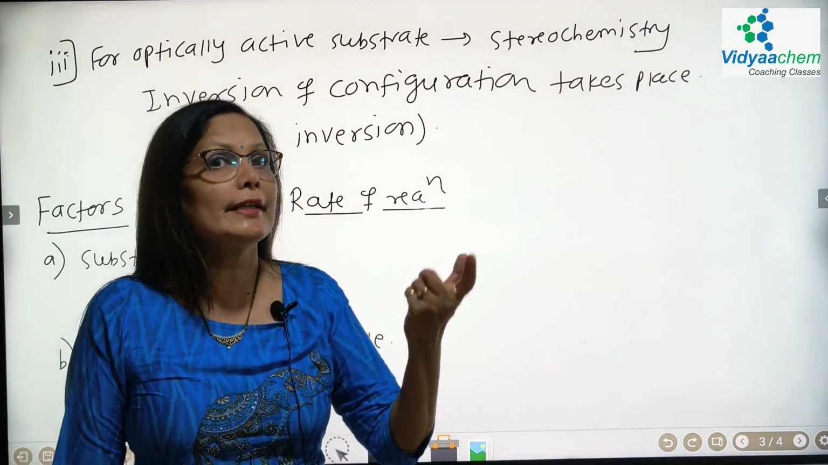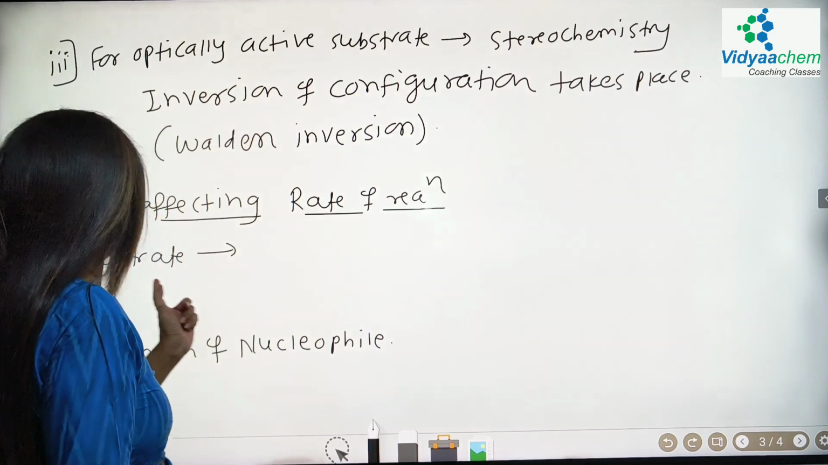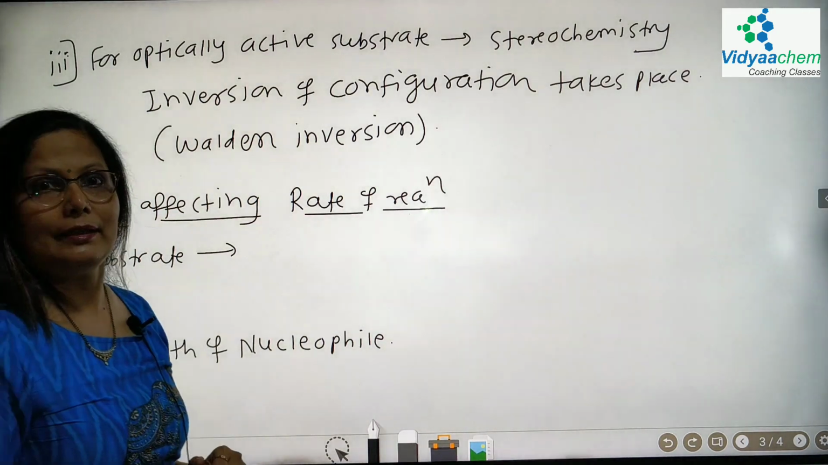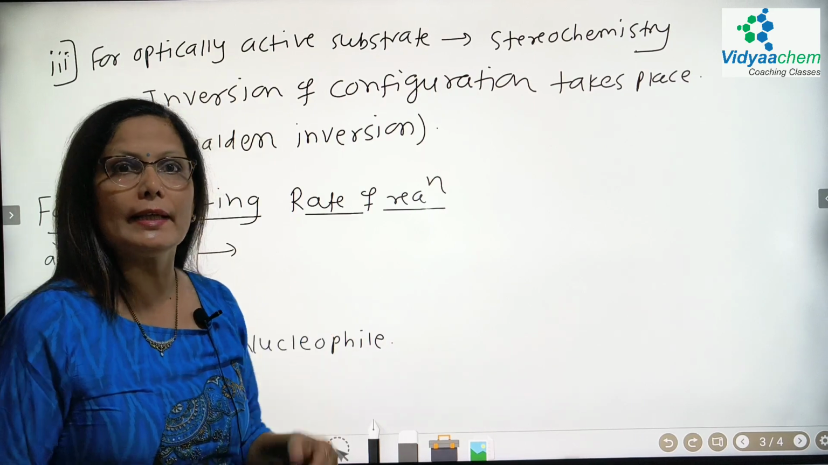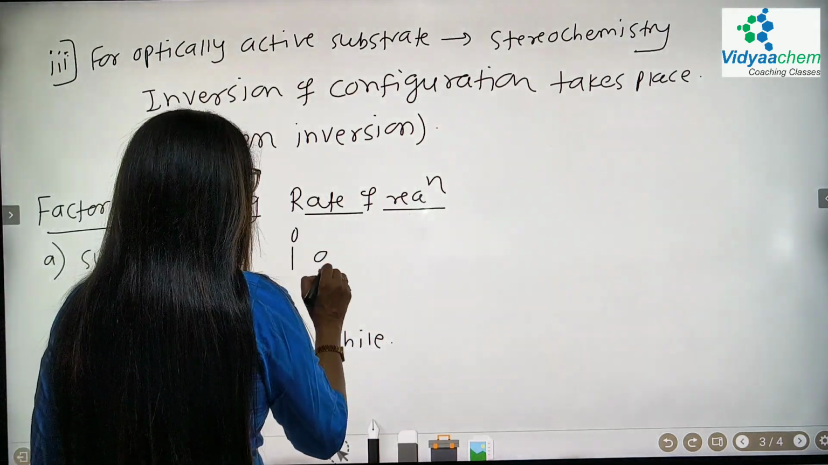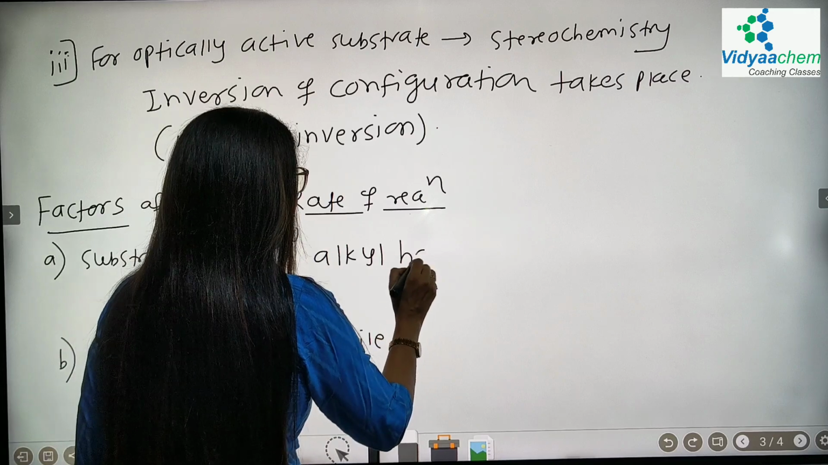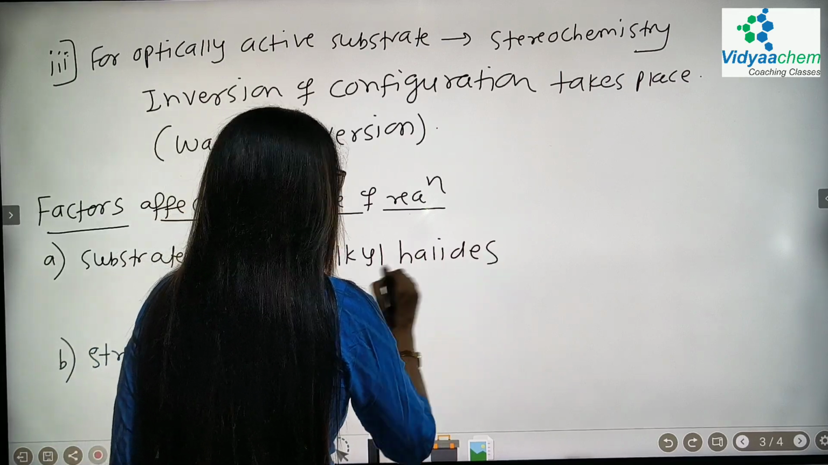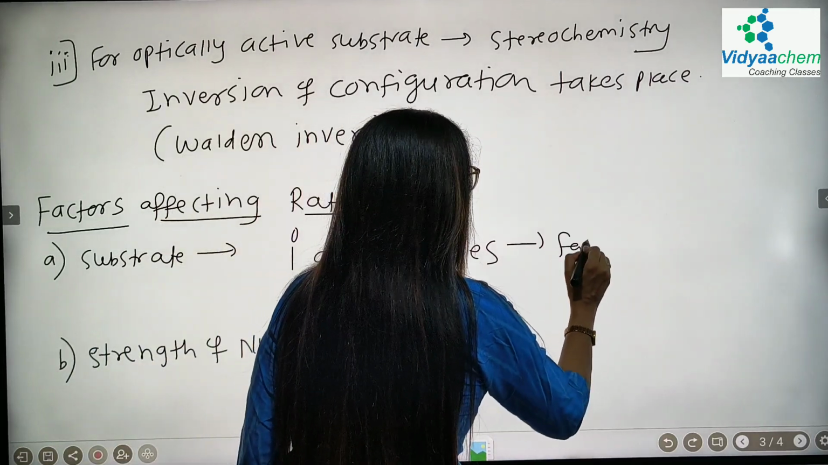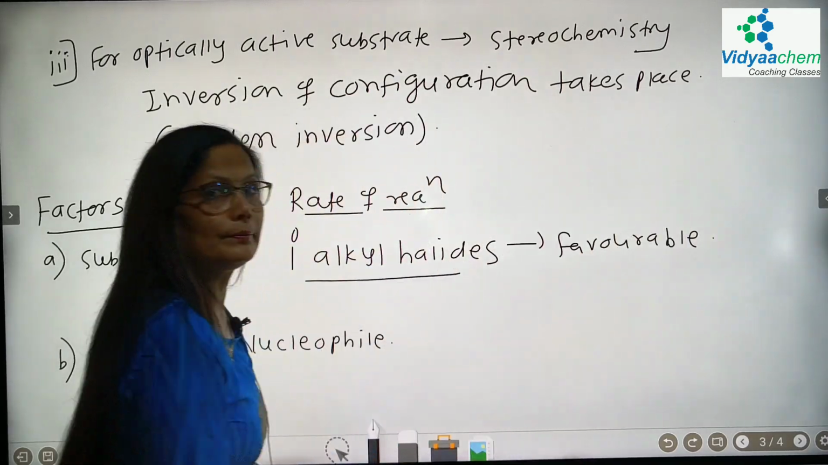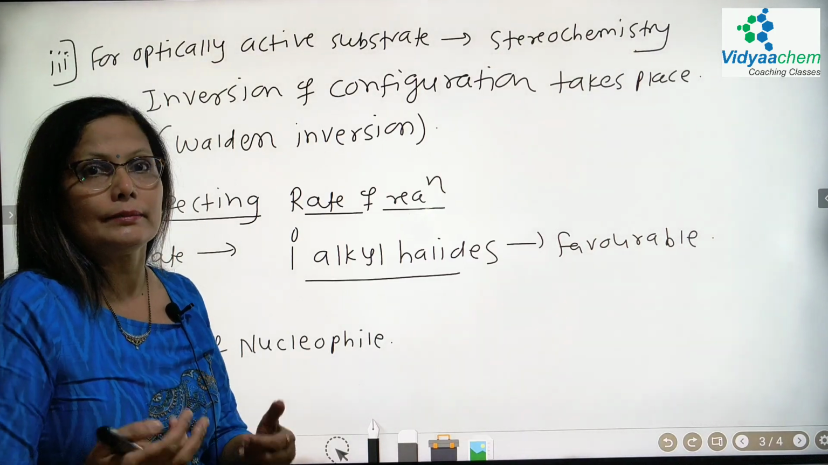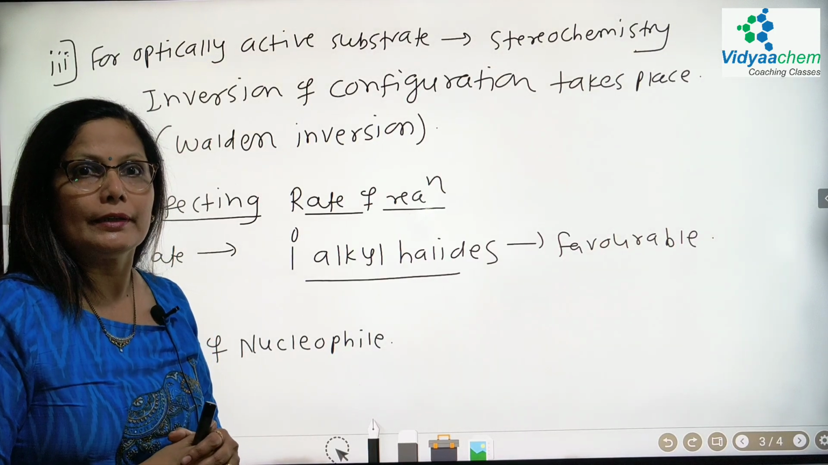Then, factors affecting the rate of this reaction. Which factors will increase the rate of reaction? The first factor is the substrate: how should the alkyl halide be? Methyl bromide is a primary alkyl halide. So primary alkyl halides are more favorable for the SN2 mechanism, and again its reason is the crowding effect.